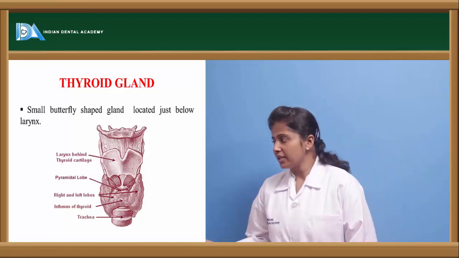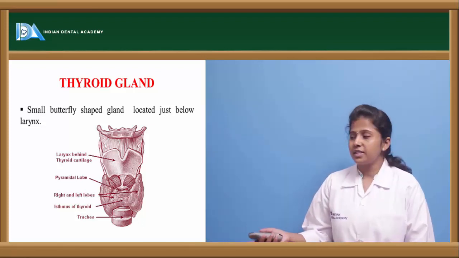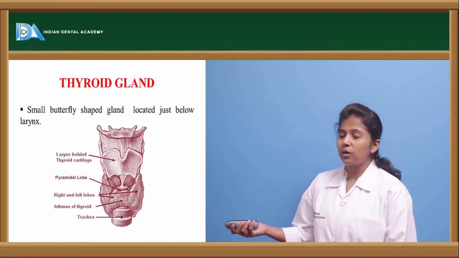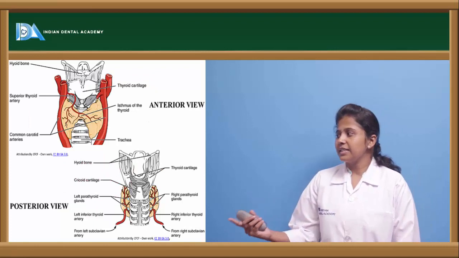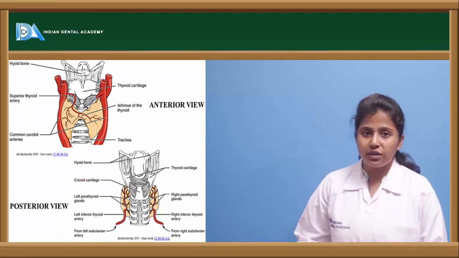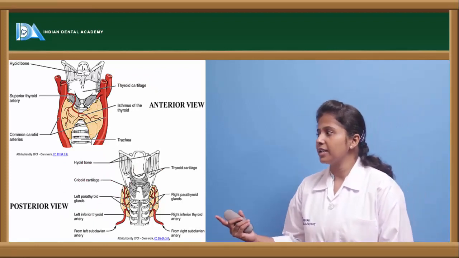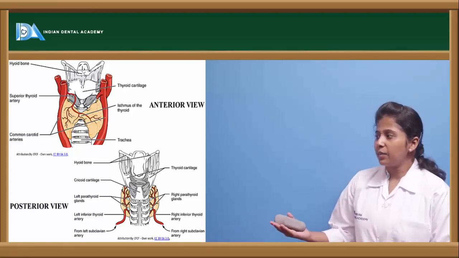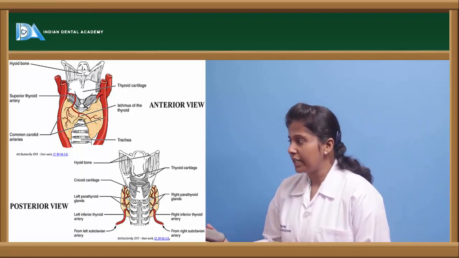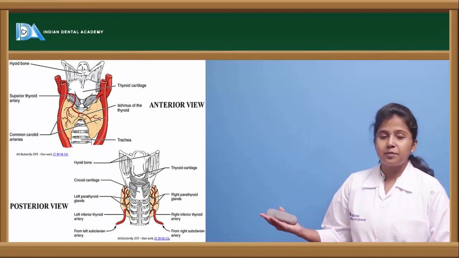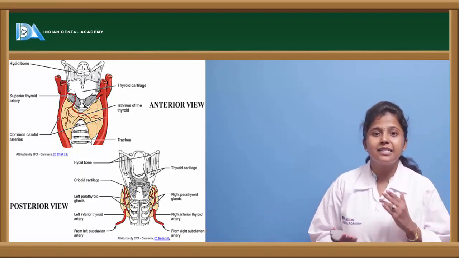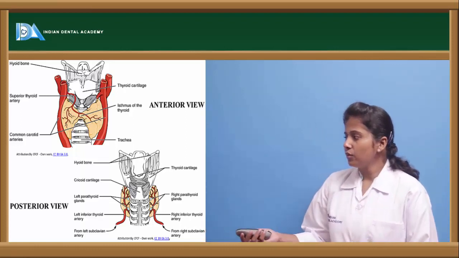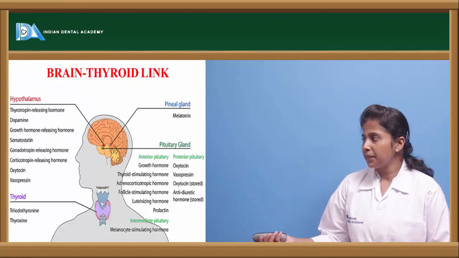Here we can see the location of the thyroid gland, which also has the thyroid cartilage, and it is present just below the larynx. Here are the anterior view and posterior view of the thyroid gland. It is attached to the hyoid bone and has a blood supply from the superior thyroid artery, and it is attached to the trachea below the larynx. This is the posterior view of the thyroid gland.